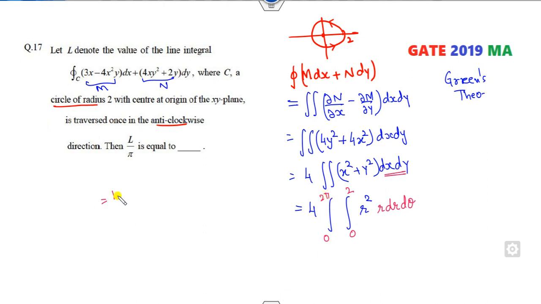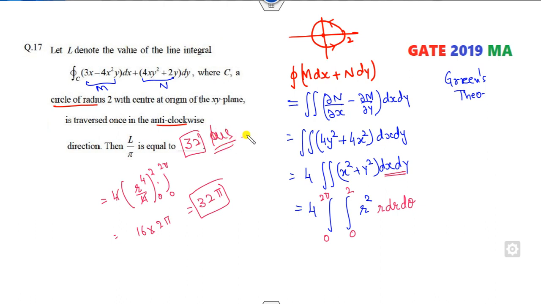So what is that? It's 4 times r cube, so it's r4 over 4 from the limit 0 to 2 and from the limit 0 to 2 pi. So 4 will be cancelled. So it's 16 into 2 pi. 32 pi is the right answer, and L by pi is 32, the correct answer of this problem. It's very simple. Whenever there is a question related to this form, you always convert it into the Green theorem.